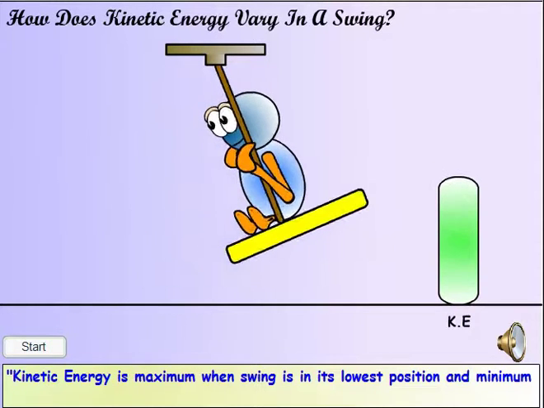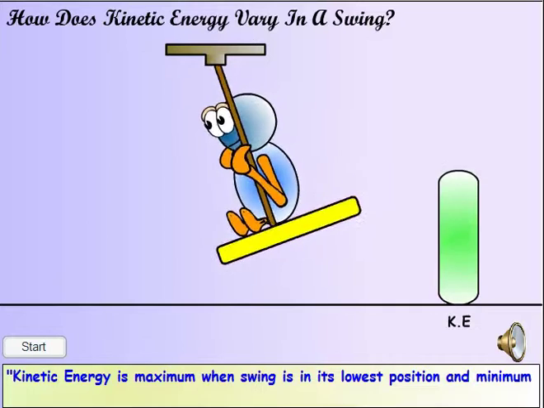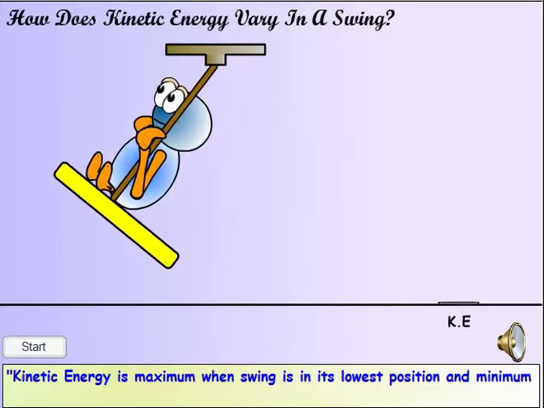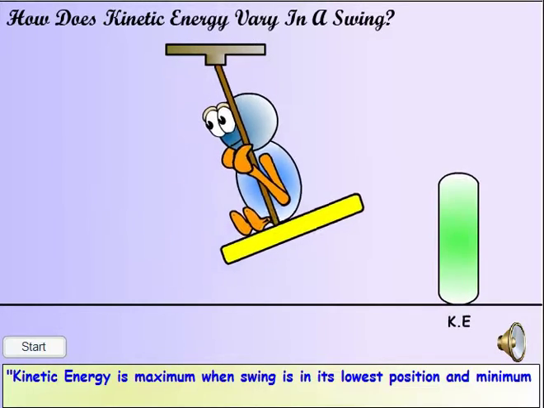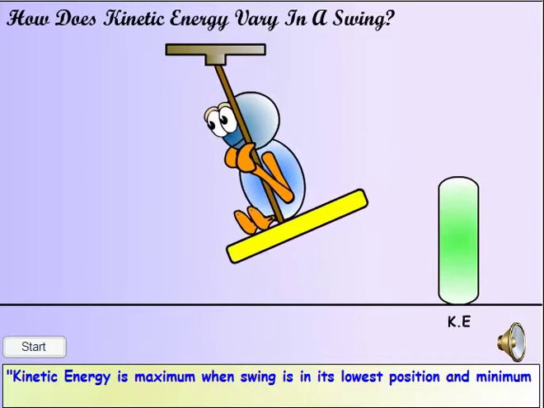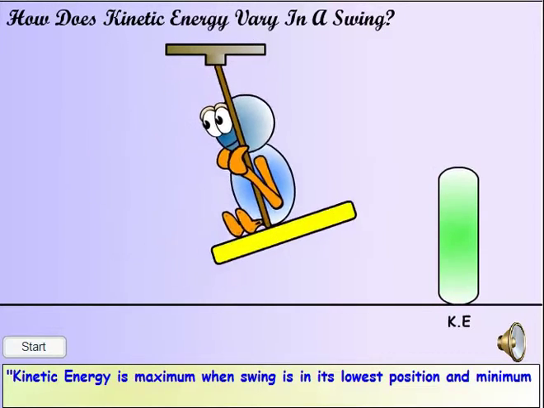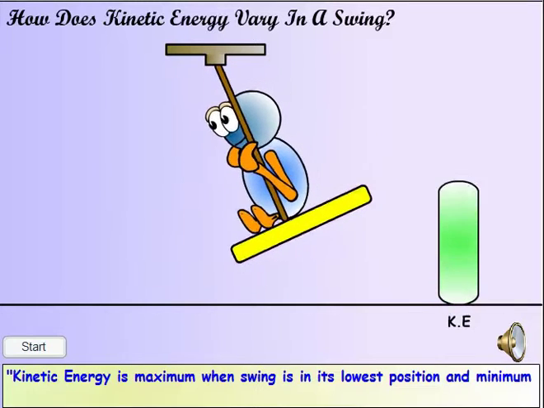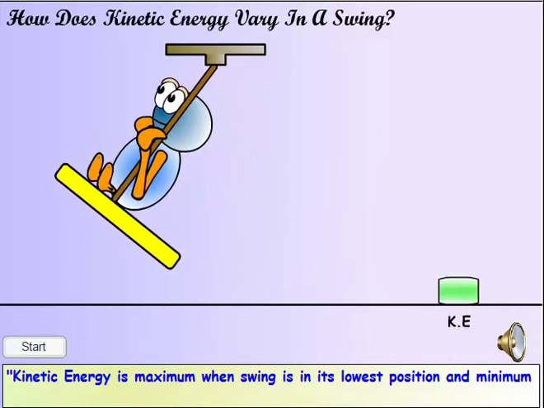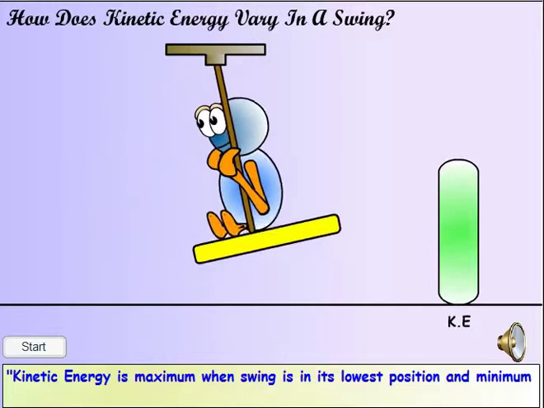The velocity of a swing is the maximum when the swing is at the center and 0 when the swing is at the extremes. At the highest position of the swing, the kinetic energy is 0, and at the midpoint of the swing path or at the lowest position of the swing, the kinetic energy is the maximum.